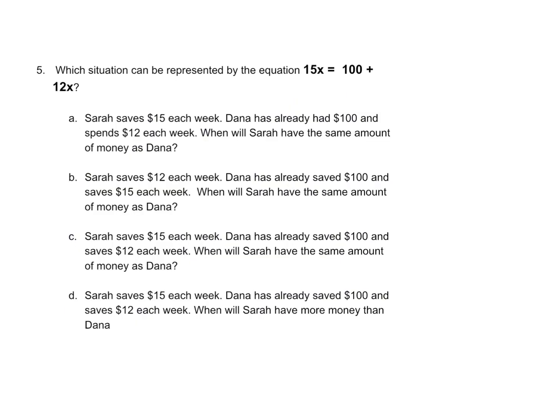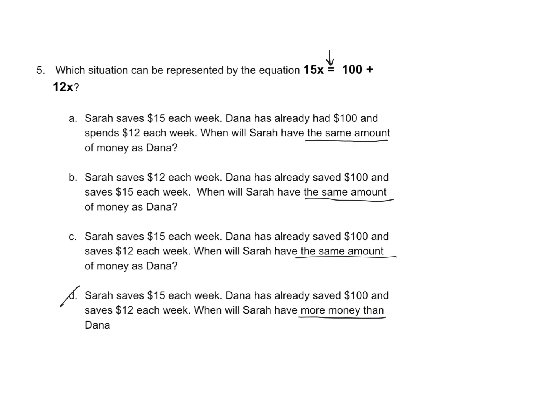For problem 5, they once again give us an equation and we're matching the situation. We're going to start by looking for key phrases that indicate an equal sign. If we can't find those phrases like the same amount, we're going to eliminate that answer choice. A's got it, B has it, C has it, but D says, when will Sarah have more money than Dana? So that is not an equation, but an inequality. Then we're going to just look at A, B, and C, answers we haven't yet eliminated.